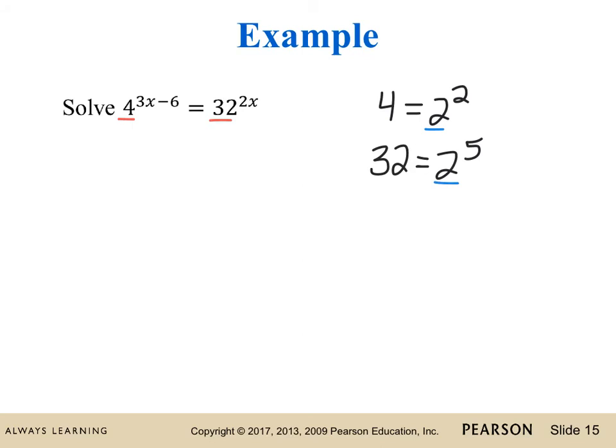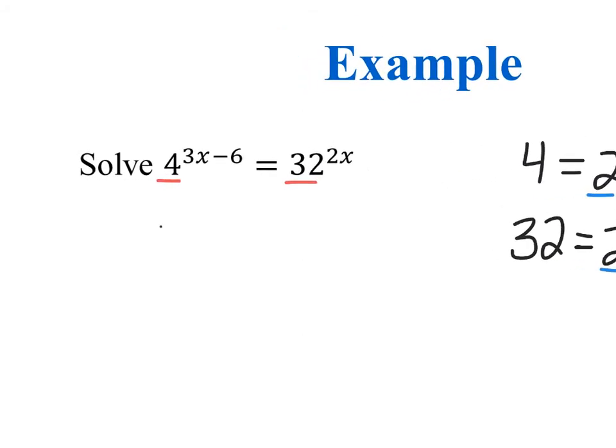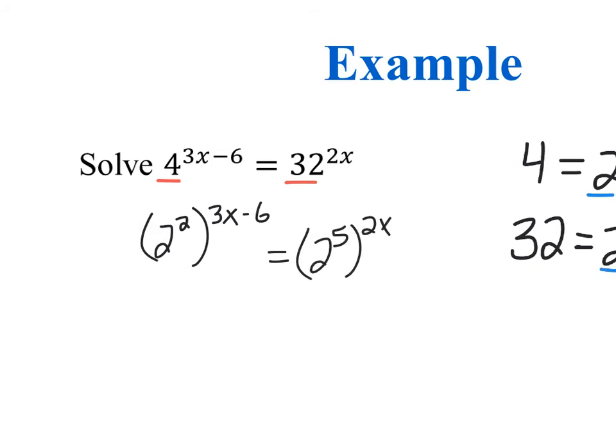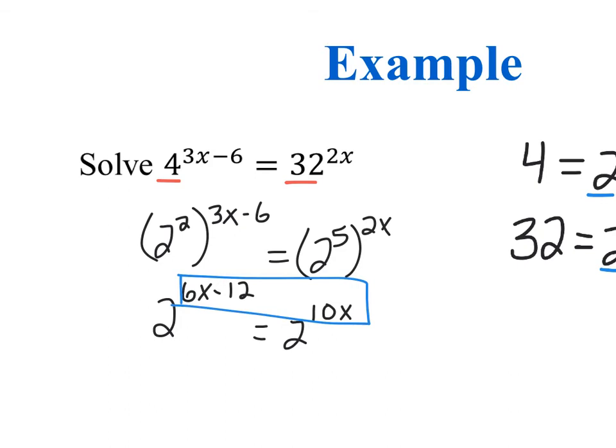So we go ahead and we replace 4 with 2 squared. Now this is still to the power 3x subtract 6, and we replace 32 with 2 to the 5th, still to the power 2x. When I have a power raised to a power like this, I multiply the exponents, keeping that base of 2. So 2 to the 6x subtract 12 equals 2 to the 10x. Then I just solve the exponent equation.